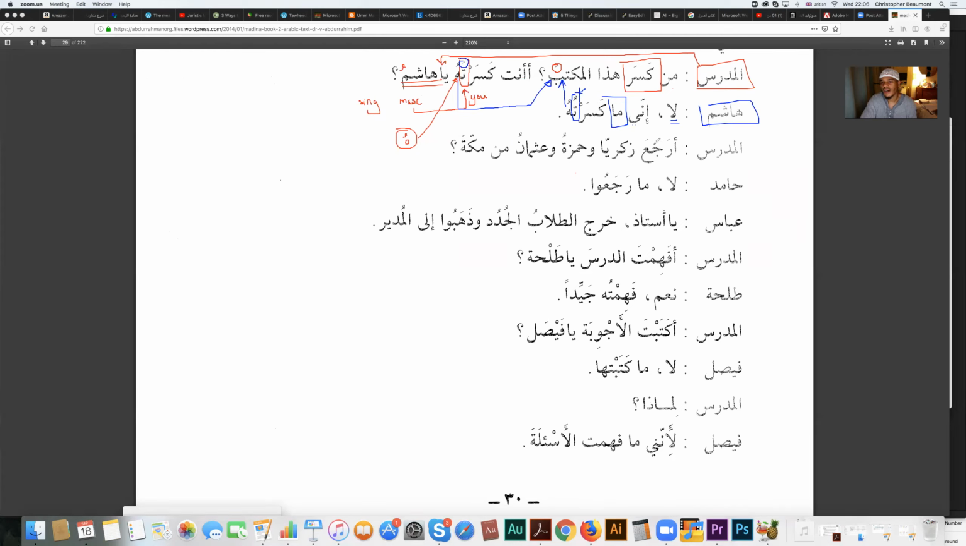Then the teacher says, أرجع زكريا وحمزة وعثمان من مكة. Here we have Hamza al-istifham. This is a question. Hence why it's got a question mark. أرجع. The word رجع means as a word by itself, he returned. That's what it means.